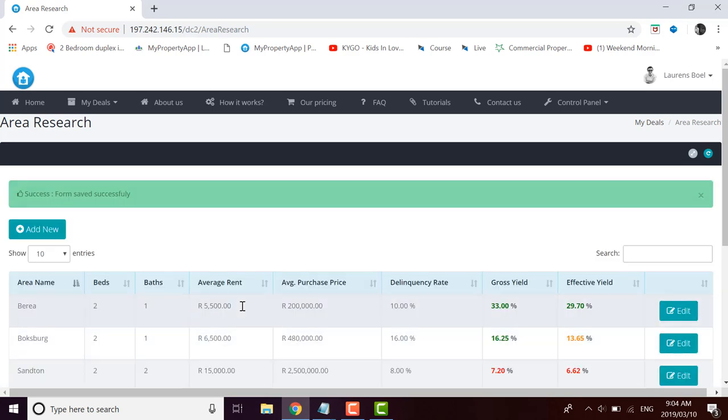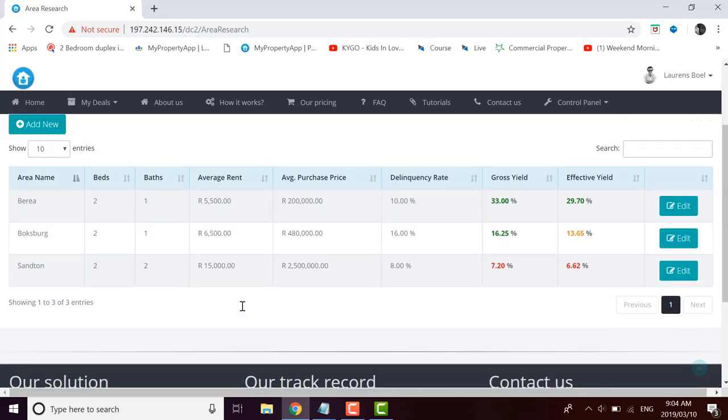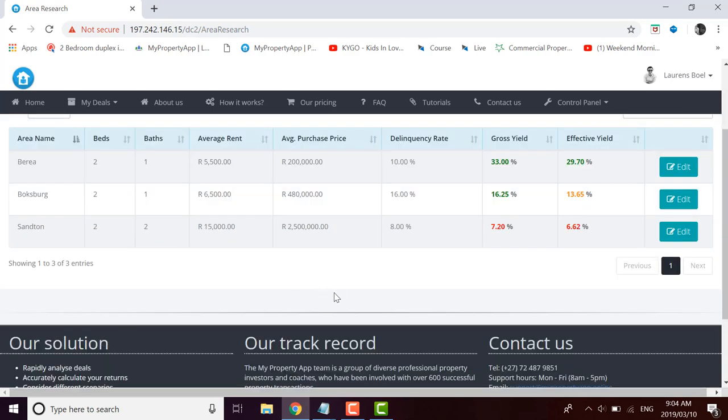You can save. And essentially what you can do here is we've looked at 3 areas, Berea, Boksburg, and Sandton, and you can see from a very high level which is the best area from a rental point of view. From a gross yield point of view, Berea is definitely the best, followed by Boksburg and then Sandton.